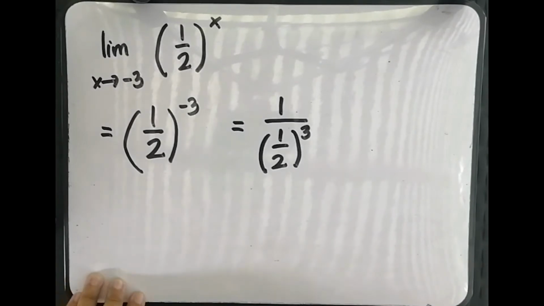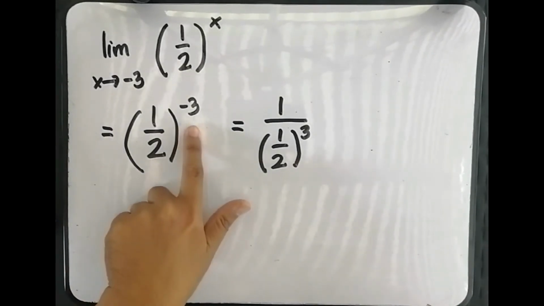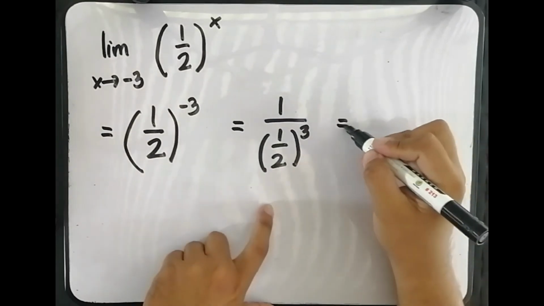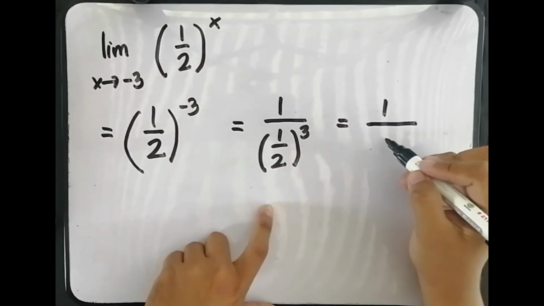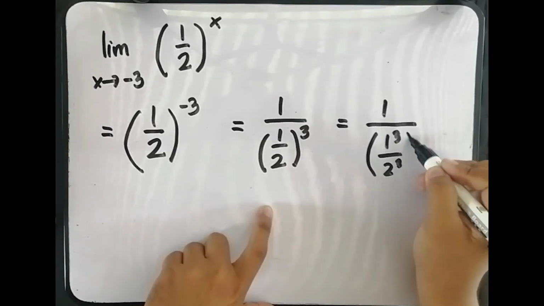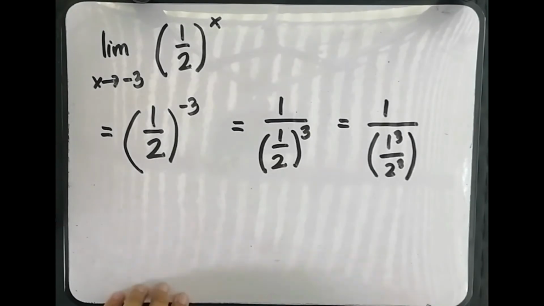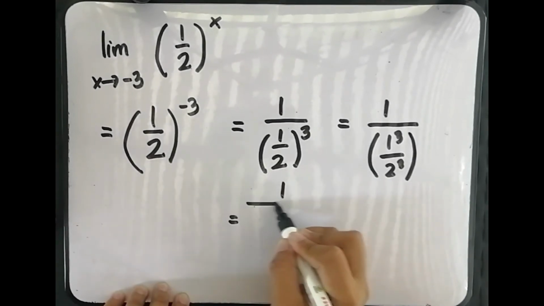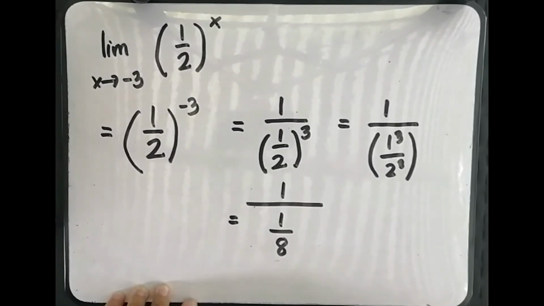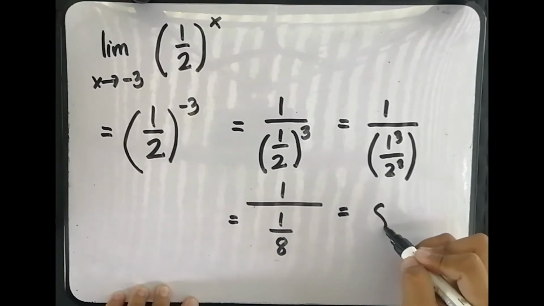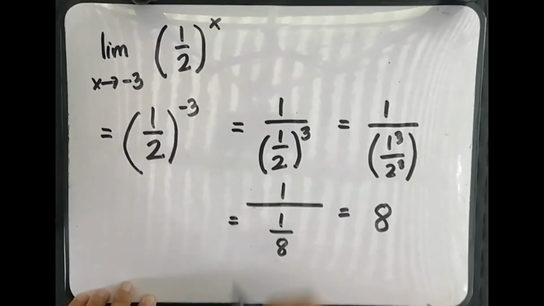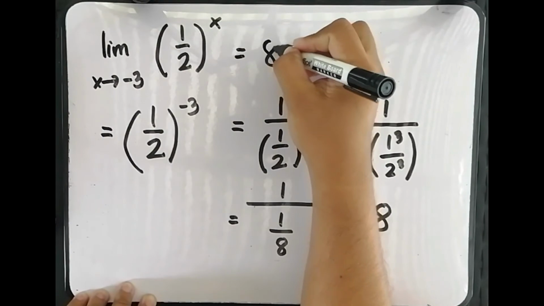Tama? Kasi kapag negative yung ating exponent, pupunta siya sa denominator. Okay? So we now have 1 over 1 cube over 2 cube, which is equal to 1 over 1/8. Ano nga ba ito? This is just equal to 8. Therefore, the limit of this function as x approaches negative 3 is equal to 8.